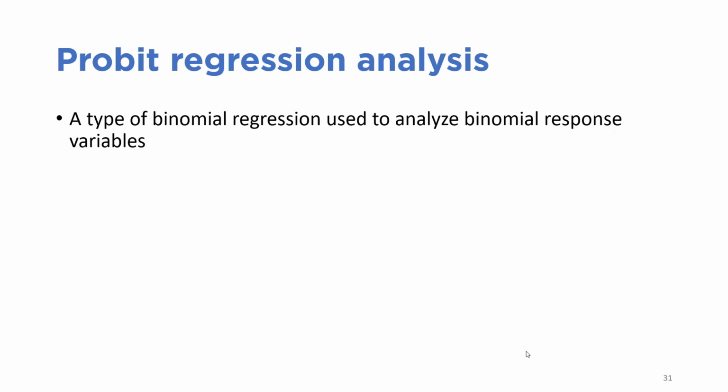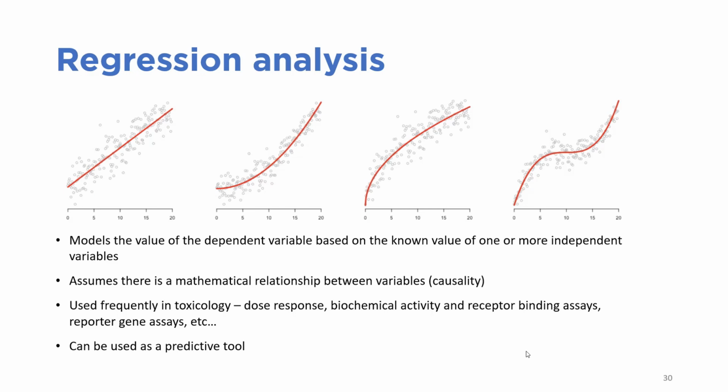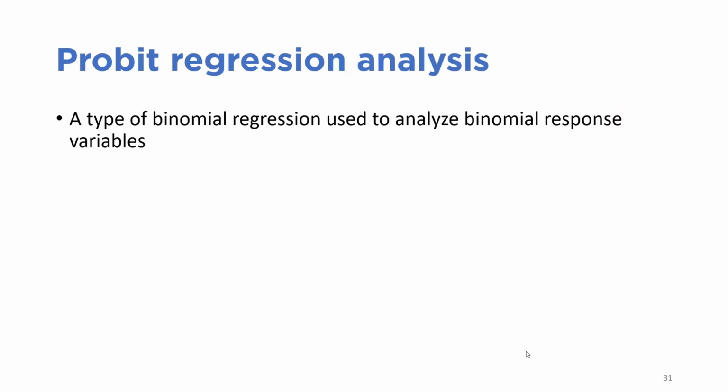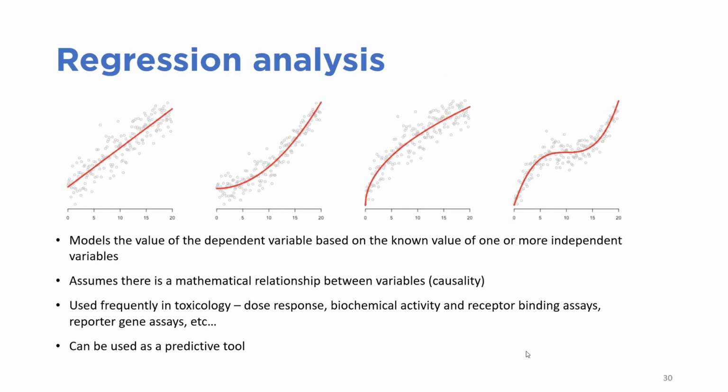We can also use probit regressions. So I started out with the LC-LD50 slide, which should really be over here. Probit regression analysis is a type of binomial regression used to analyze binomial response variables. So if you've ever been trying to do a regression and you had binomial response data, you might be confused as to how to do that. So in toxicology, we're frequently measuring mortality, dead or alive, and this type of analysis is reserved for parametric data. It's reserved for continuous variables in general.